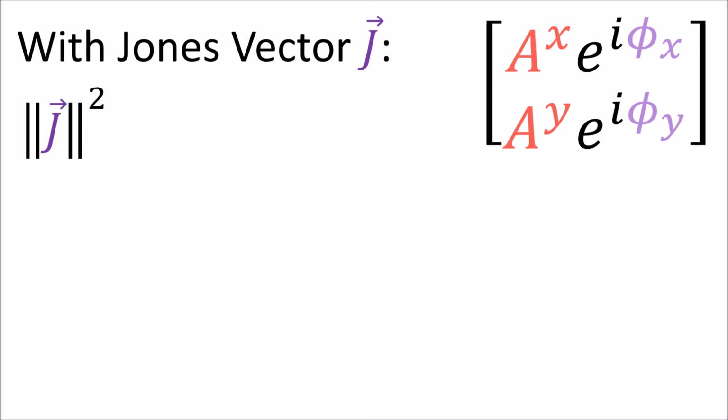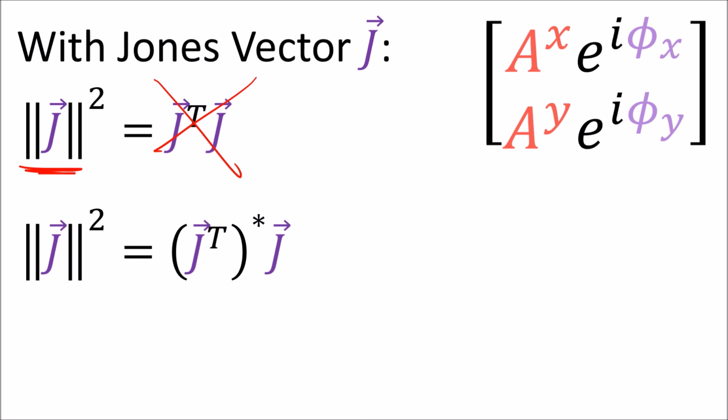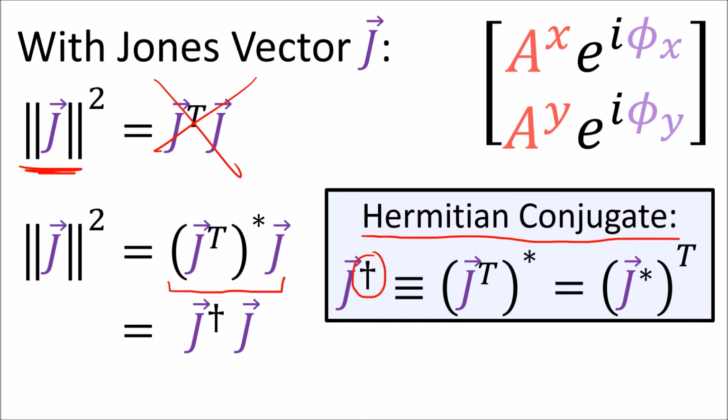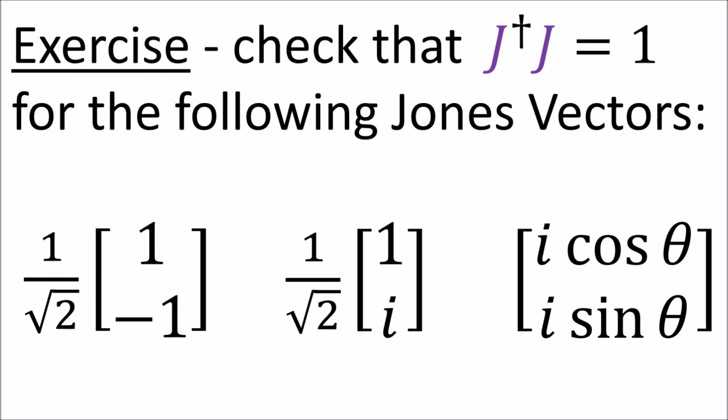So when we want the squared magnitude of a complex Jones vector j, it's not enough to write j transpose j, as this might give us a complex number result. Instead, we write j transpose complex conjugate times j to get the correct squared magnitude. This combination of transpose and complex conjugate is called the Hermitian conjugate, and is usually written with a single dagger symbol. So to get the squared magnitude of a Jones vector, we use j dagger j. As an exercise, you can check that each of these Jones vectors indeed has a magnitude of 1.